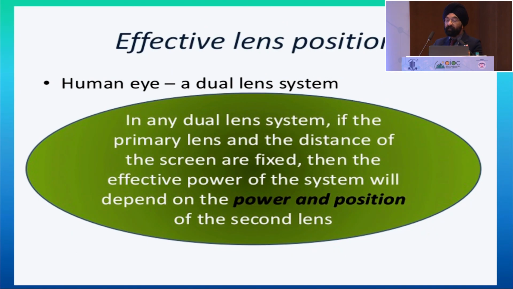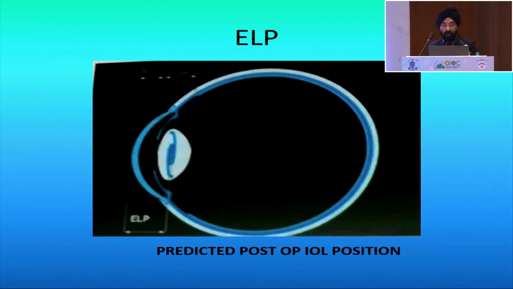See, the human eye is a dual lens system. In any dual lens system, if the primary lens and the distance of the screen are fixed, which in the eye is the case, the cornea is in a fixed position and axial length is fixed, then the effective power of the system will depend on the power and position of the second lens. In the phakic eye, it is the crystalline lens, but in the pseudophakic eye, it is the power and position of the second lens, that is the IOL.